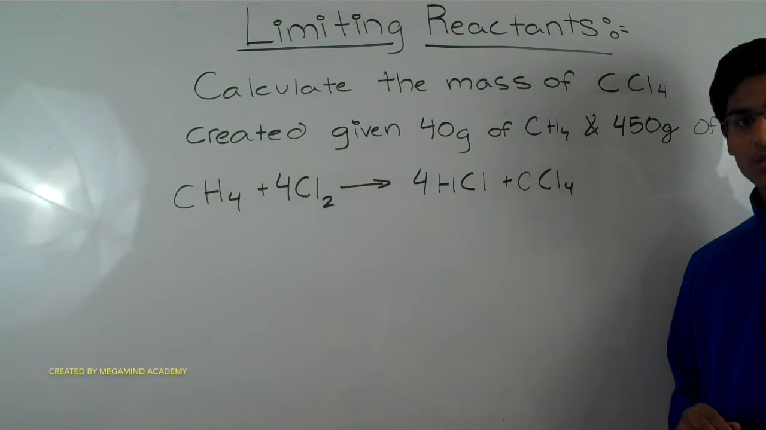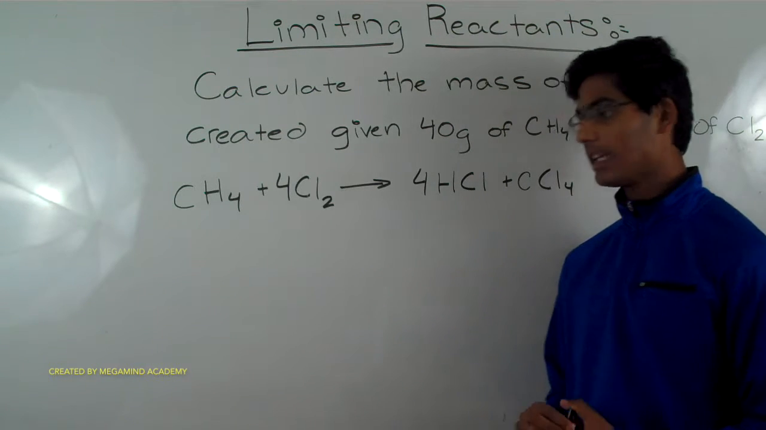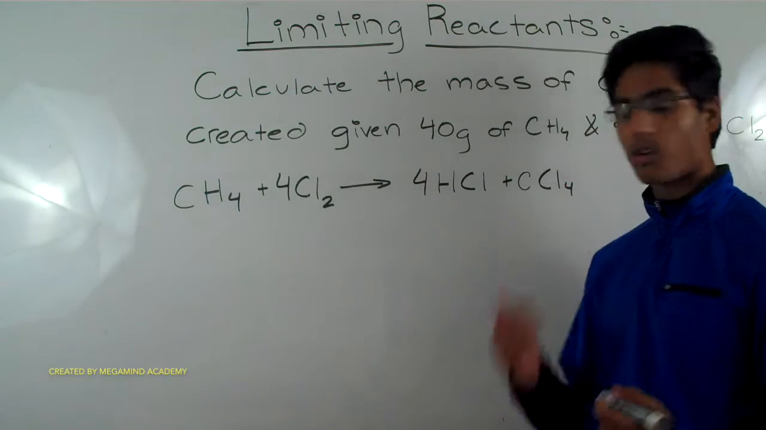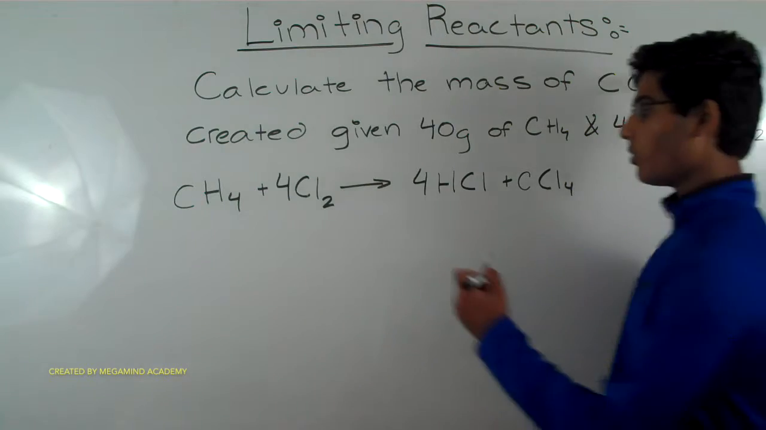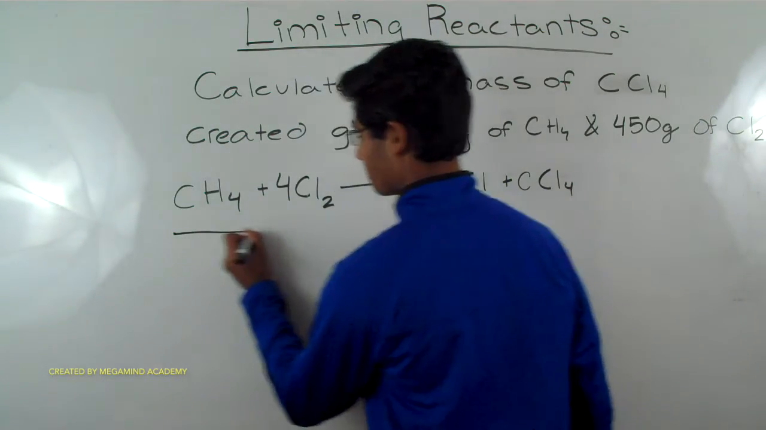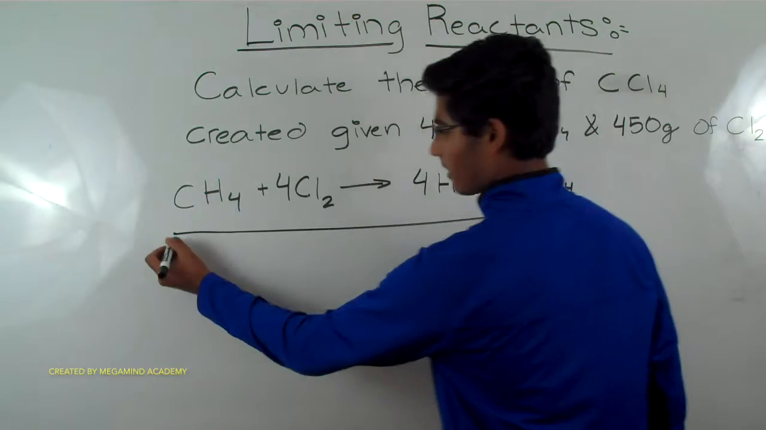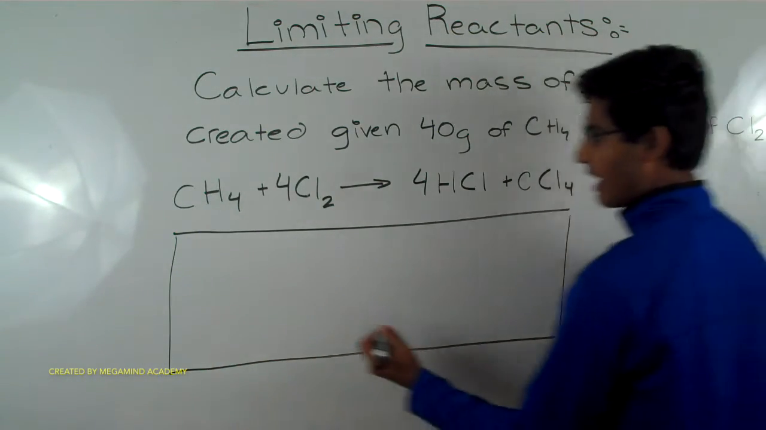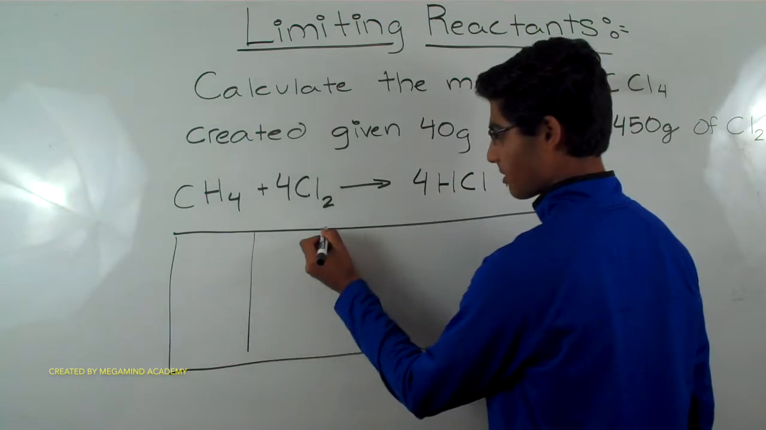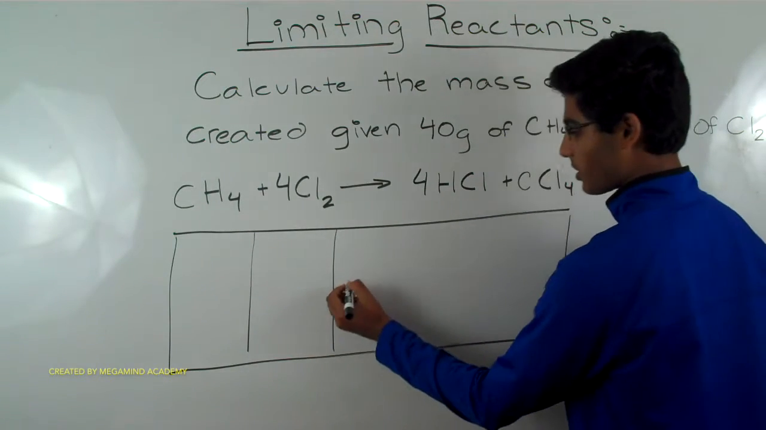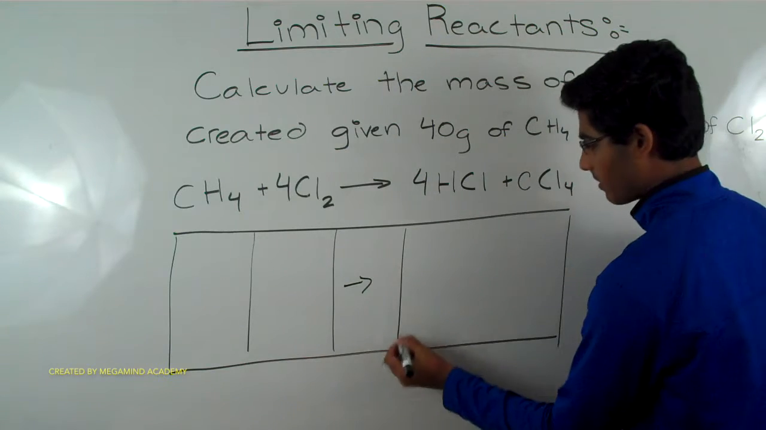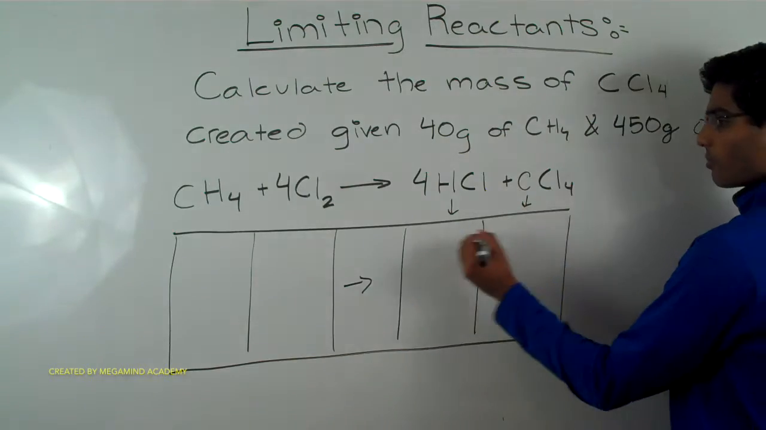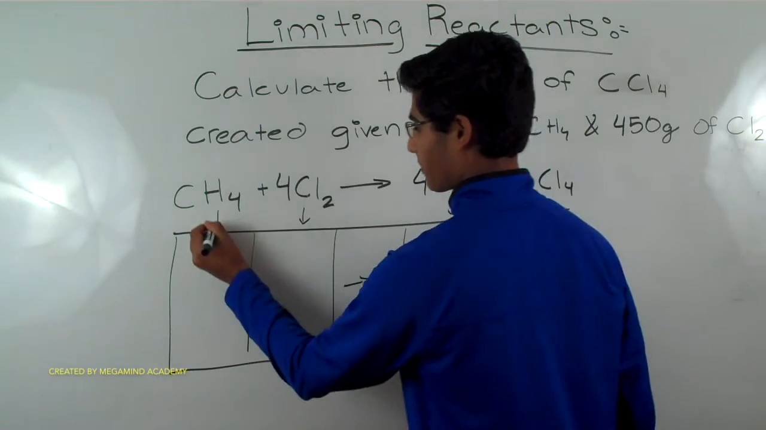The way I solve these problems, and the way that I prefer solving these problems, is by using a table that's close to a BCE table or ICE table. So the way I do it is I make a table as big as the equation, and then I isolate one box for each section of the equation. So we have the arrow here, and these are represented in these boxes here.